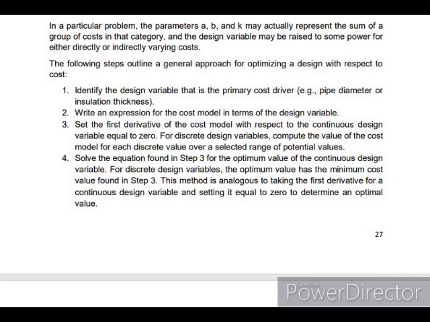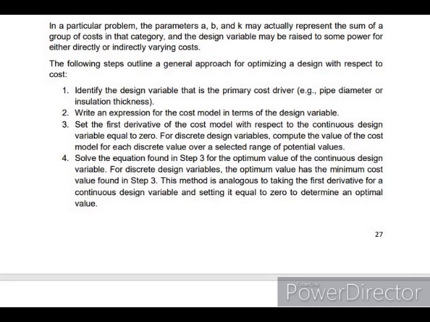Next, step 3, set the first derivative of the cost model with respect to the continuous design variable equal to 0. So first, we will get the derivative. For discrete design variables, compute the value of the cost model for each discrete value over a selected range of potential values. So remember that if it is a discrete design variable. Next, step 4, solve the equation found in step 3 for the optimum value of the continuous design variable. For discrete design variables, the optimum value has the minimum cost value found in step 3.